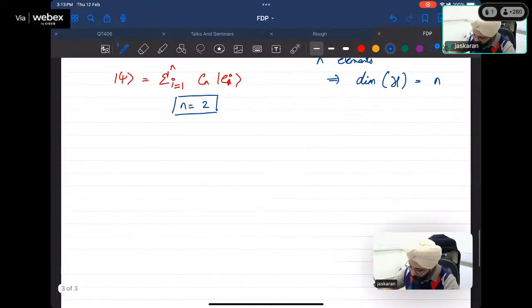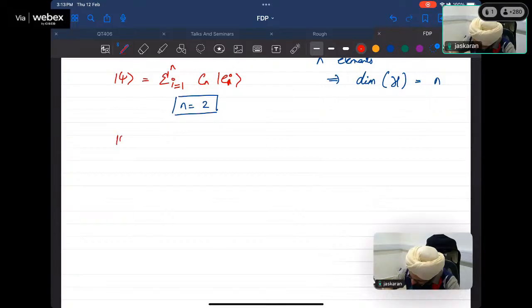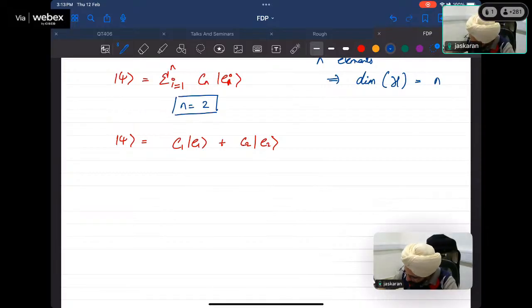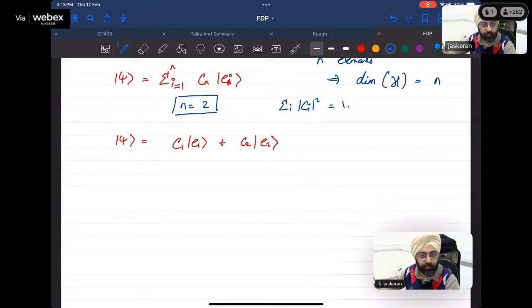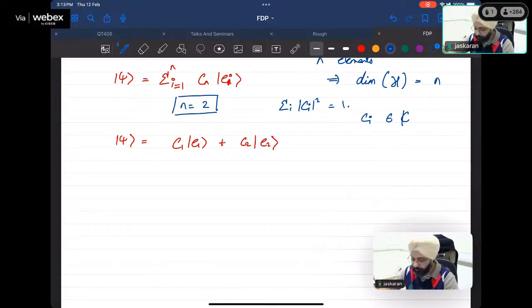So n equal to 2 means we have our state ket psi, which is c1 ket e1 plus c2 ket e2. Here there are a few points to be made. The sum over i of mod ci squared is equal to 1, so the state should respect normalization. This is required, and the coefficients ci are in general complex numbers, not real numbers.